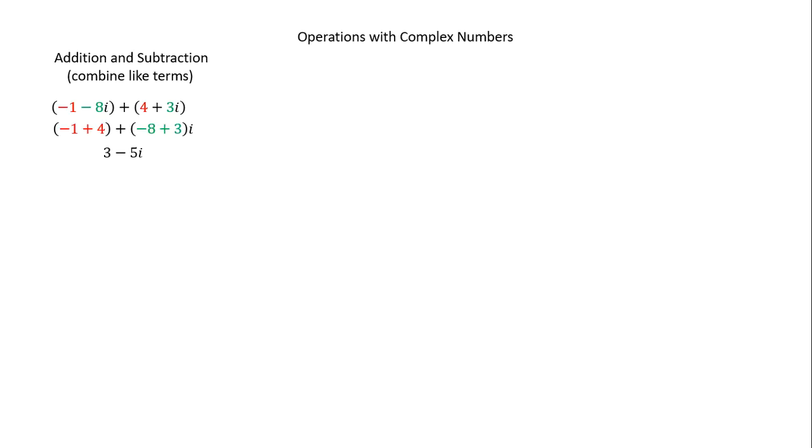-1 plus 4 is 3. -8 plus 3 is -5, so we have 3 minus 5i, just like if those were x's.